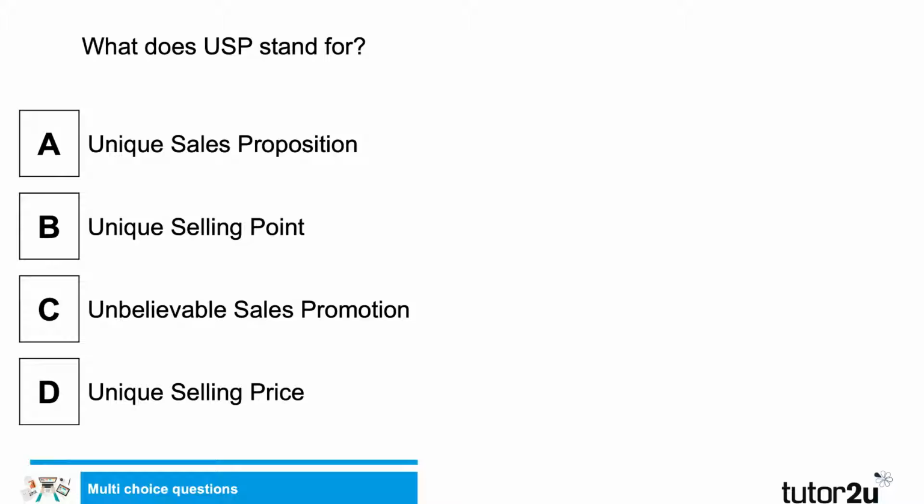You're getting the hang of it. Multiple choice question number 2. What does USP stand for? Is it A, unique sales proposition? B, a unique selling point? C, unbelievable sales promotion? Or D, unique selling price? A, B, C, or D? Pop your answers in the chat window, please.